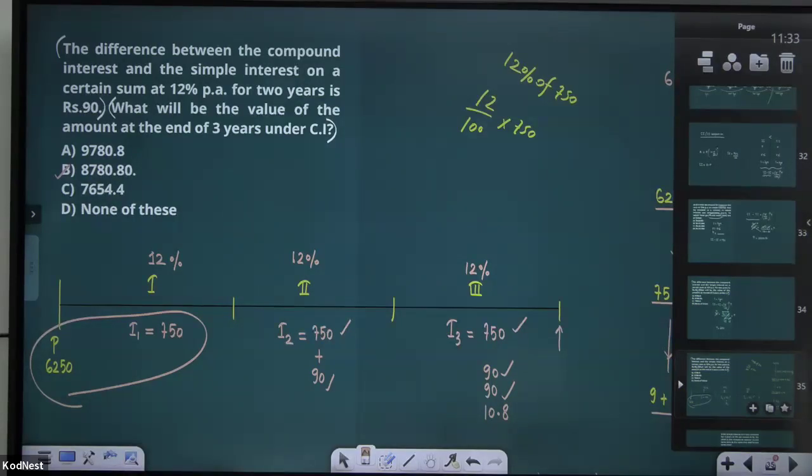Okay, before the third year, how many times do you see 750? Before the third year? Two times. So two times you will have to write 90. If you observe 3 times, write 3 times. If you observe 4 times, write 4 times.